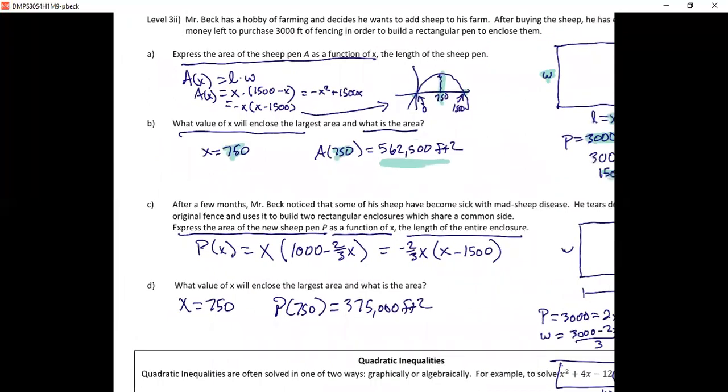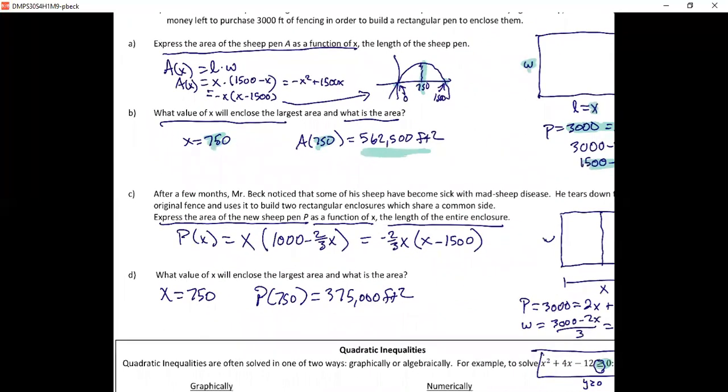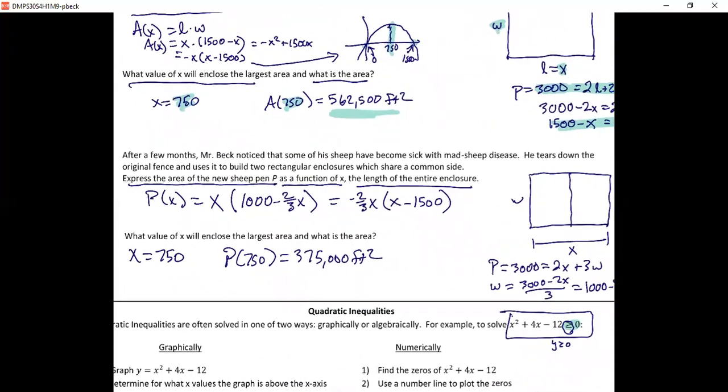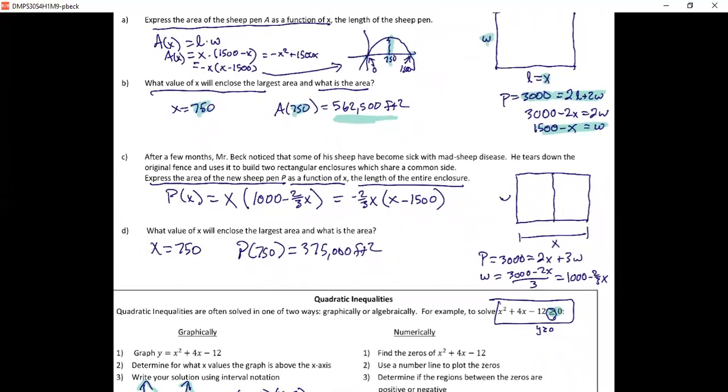Then after a few months, I noticed that some of my sheep have mad sheep disease. This is a completely made up thing, but anyway. So I have mad sheep disease, so I tear down the original fence and I build 2 rectangular enclosures sharing a common side. So basically, I put these 2 together and they have a common side. So what that does is that's going to change the dimensions of my pen. How does it change the dimensions of the pen? And what's the largest area that I can enclose? Well, now this is still x, which is the length of the whole thing.